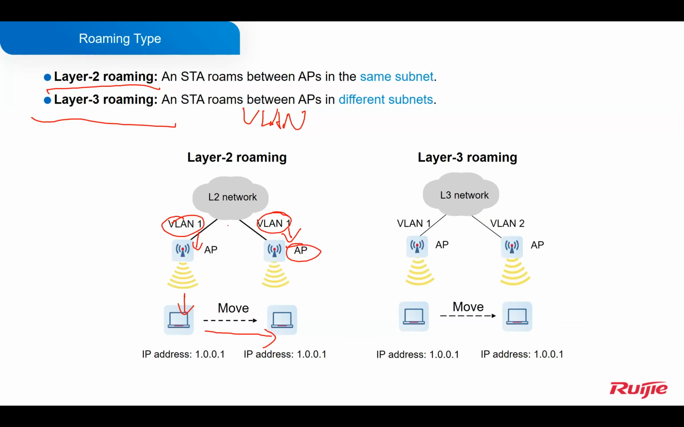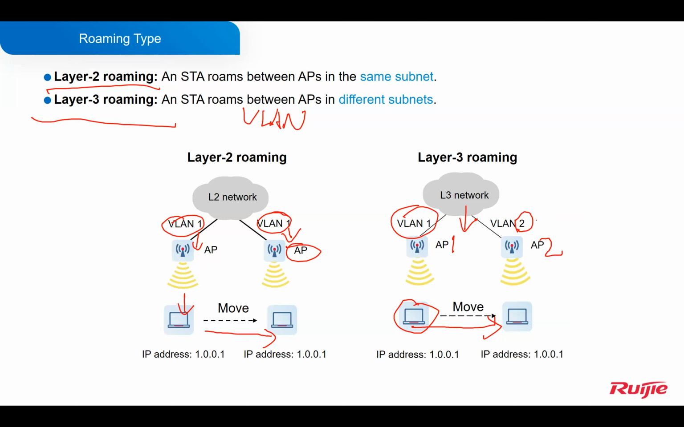level 2 roaming function. But for this topology, we can see the STA moves from AP1 to AP2. For AP1, the VLAN information is VLAN 1, and the AP2 VLAN information is VLAN 2. So it means the VLAN changes. It's level 3 roaming.